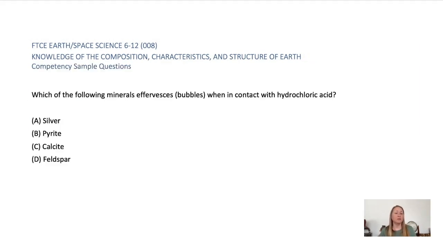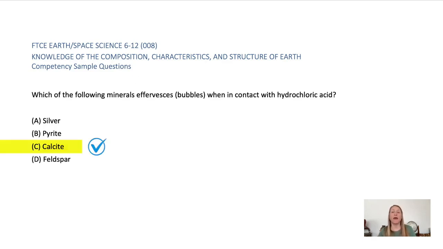Which of the following minerals effervesces or bubbles when in contact with hydrochloric acid? A. Silver, B. Pyrite, C. Calcite, or D. Feldspar? A. Silver. Silver is a metal and does not react with hydrochloric acid. B. Pyrite, also known as fool's gold. Pyrite may tarnish or slightly react over time. D. Feldspar is incorrect. Feldspar is a silicate mineral and is chemically resistant to acid. No bubbling. The correct answer is C.